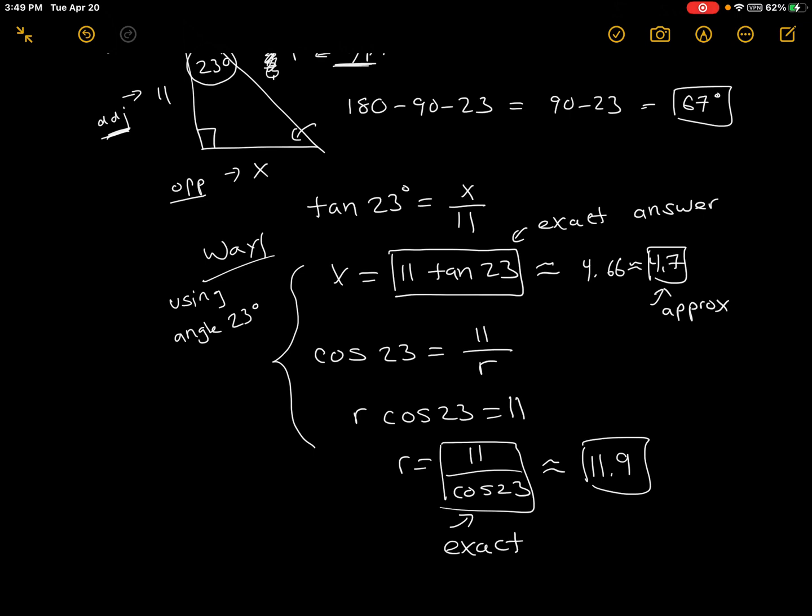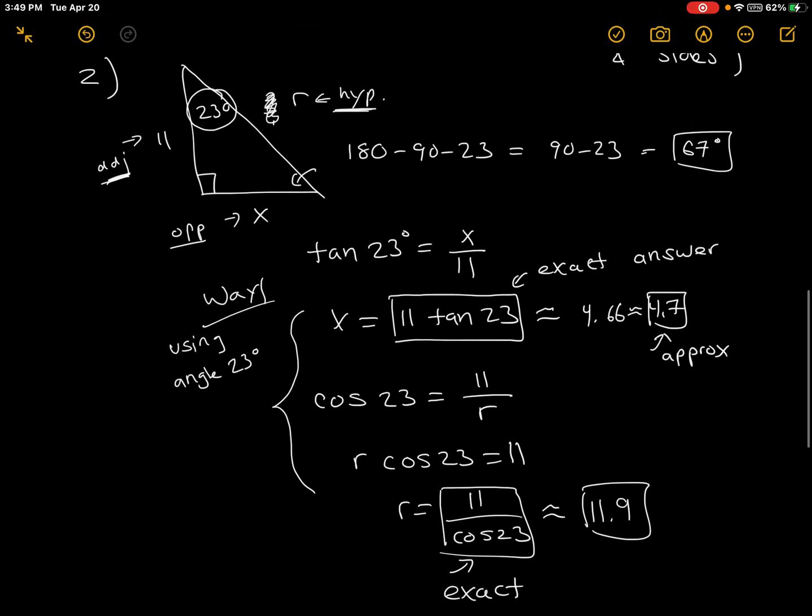Is there a preference, Mrs. Zhu, like you did for chapter 6? No, there's not a preference. The other way, if you use angle 67 and solve the right triangle that way, that works as well. What if you know x already, Mrs. Zhu, and you know 11? Can't you just use Pythagorean theorem and solve for r?